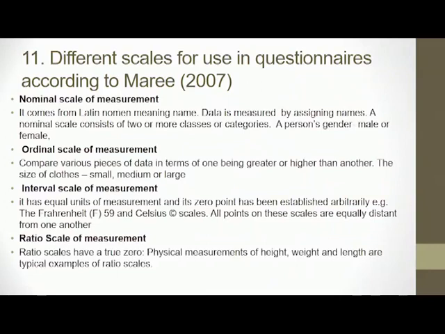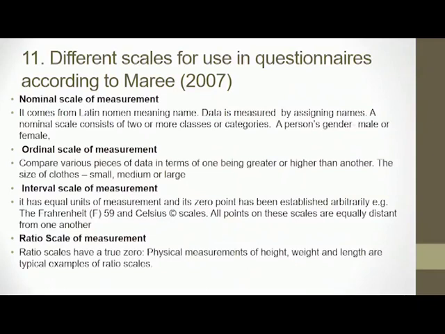Nominal comes from the Latin nomen, which means name. Therefore, the data there is measured by assigning names. A nominal scale consists of 2 or more classes or categories. A person's gender is an example of a nominal scale where we say male or female. Colors, where we say red or yellow, are examples of nominal scales.